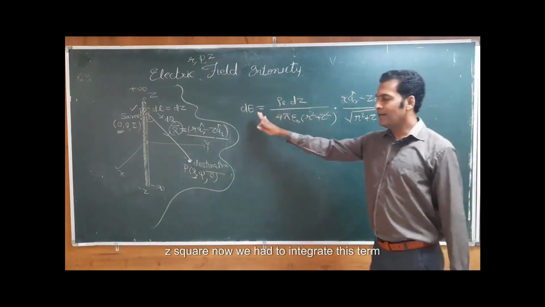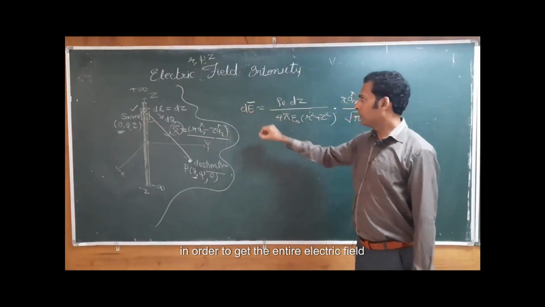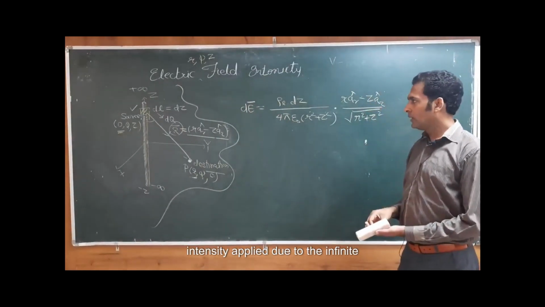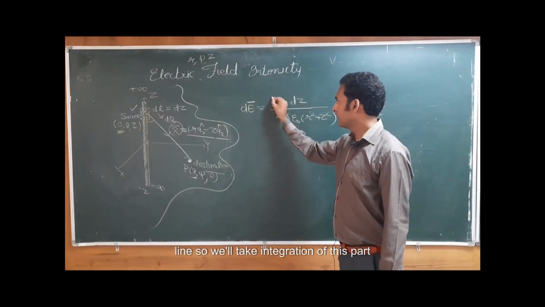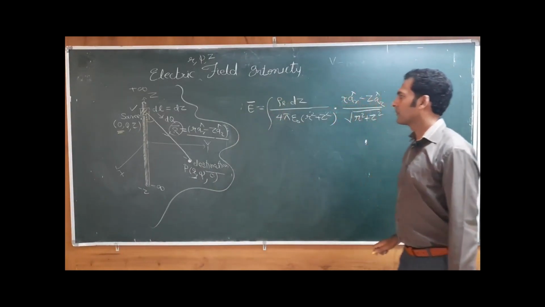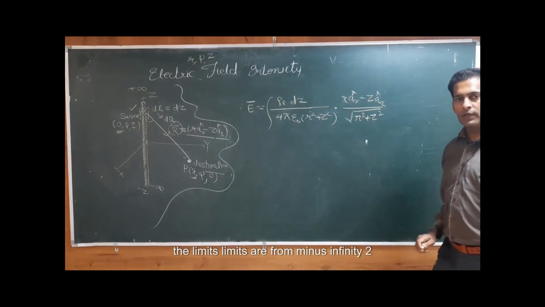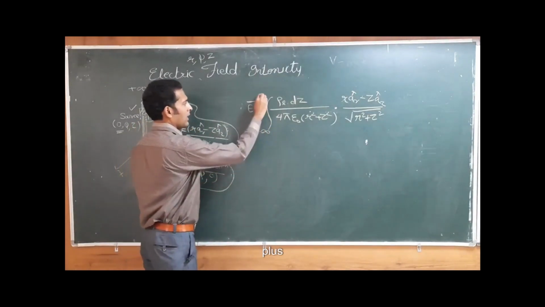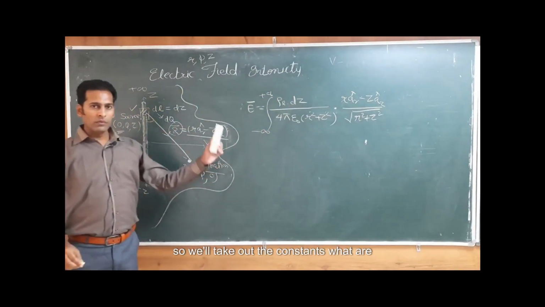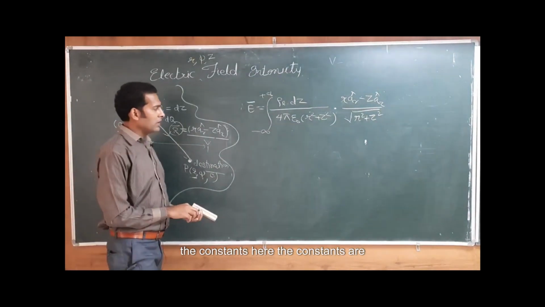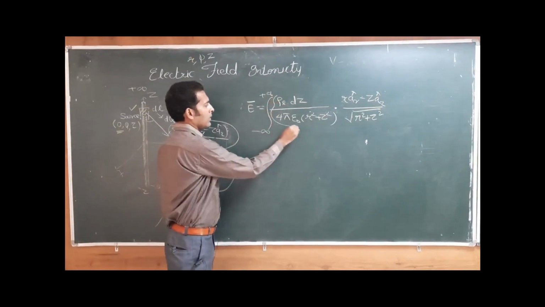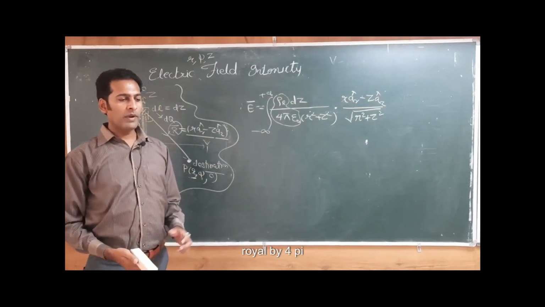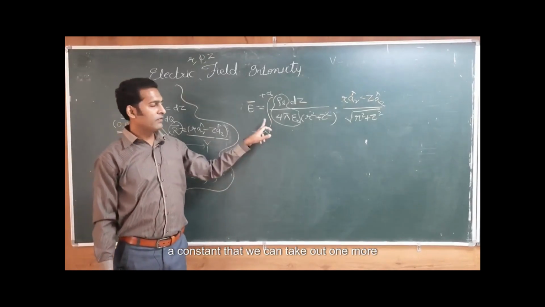Now we have to integrate this term in order to get the entire electric field intensity applied due to the infinite line. So we will take integration of this part, so we can remove this differential part. What will be the limits? Limits are from minus infinity to plus infinity. So we will take out the constants. What are the constants here? The constants are rho L by 4 pi epsilon naught. Rho L by 4 pi epsilon naught is a constant that we can take out.